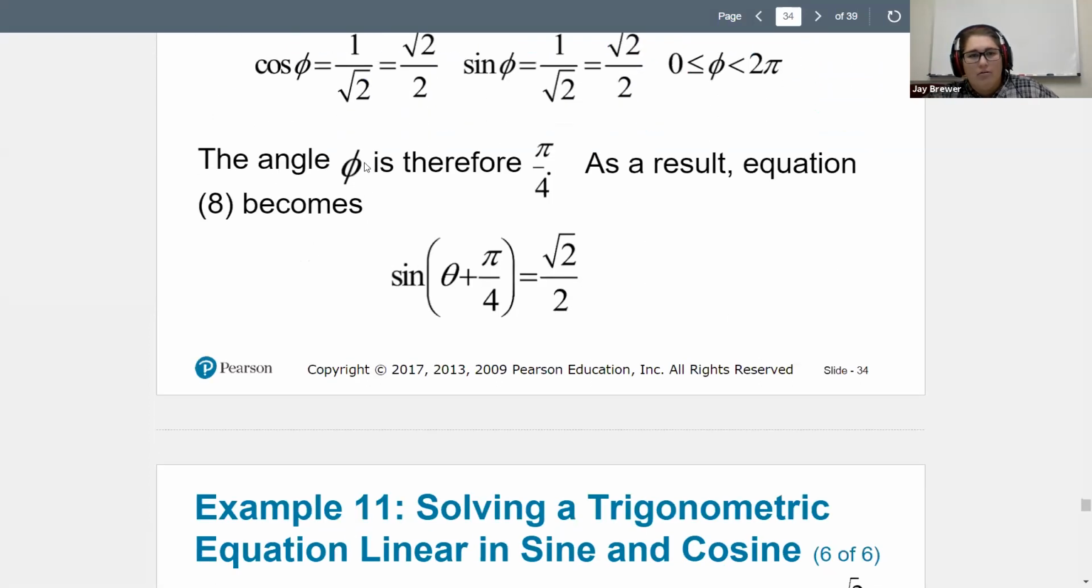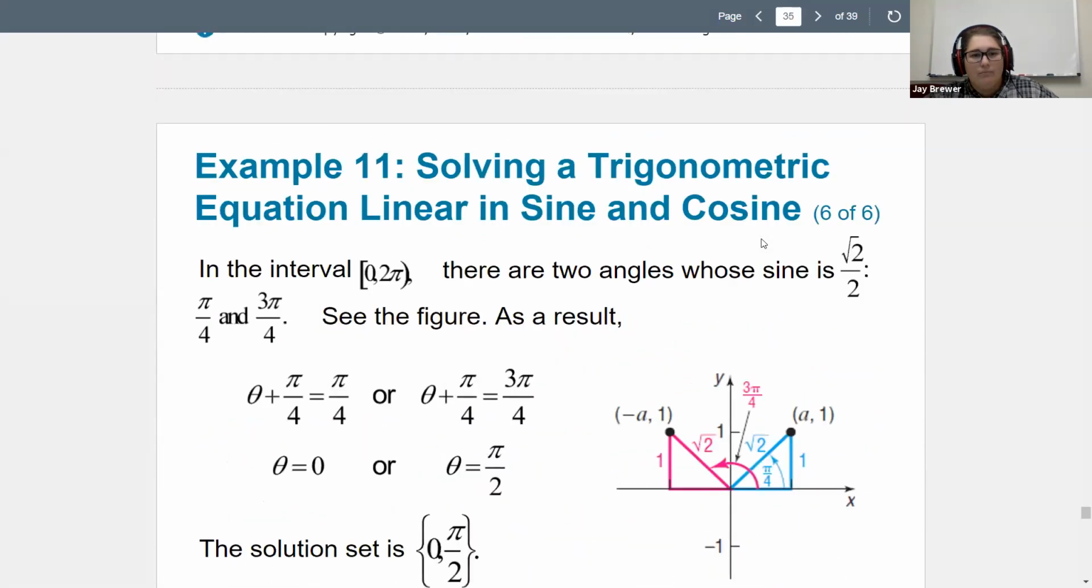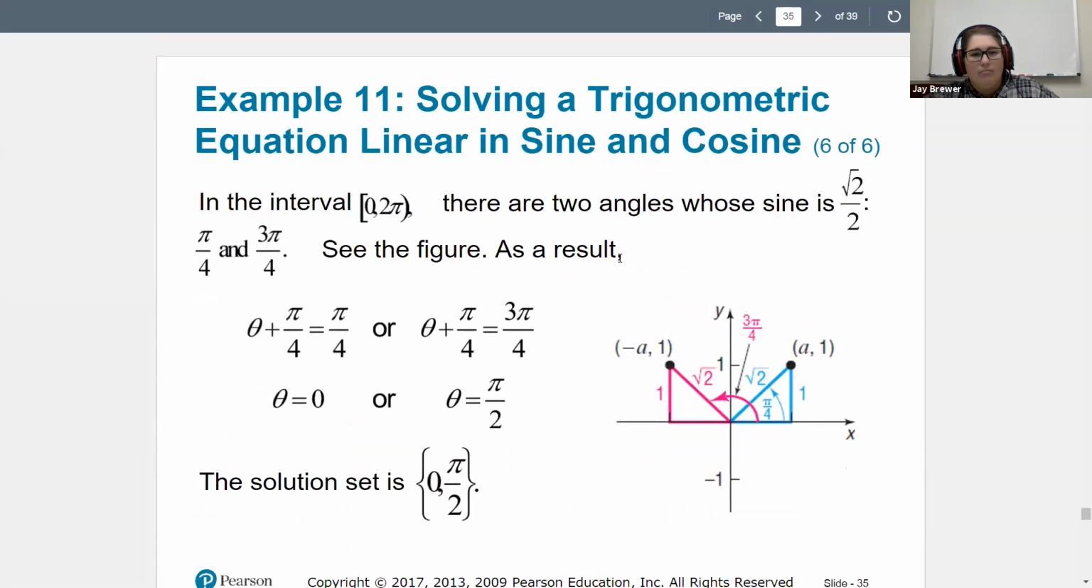So then the angle for phi has to be pi over 4, and then we end up getting sine of theta plus pi over 4 equals radical 2 over 2. But now you have to remember your interval, right? You're between 0 and not yet reaching 2 pi. So then you end up with the same solution set, 0 and pi over 2.